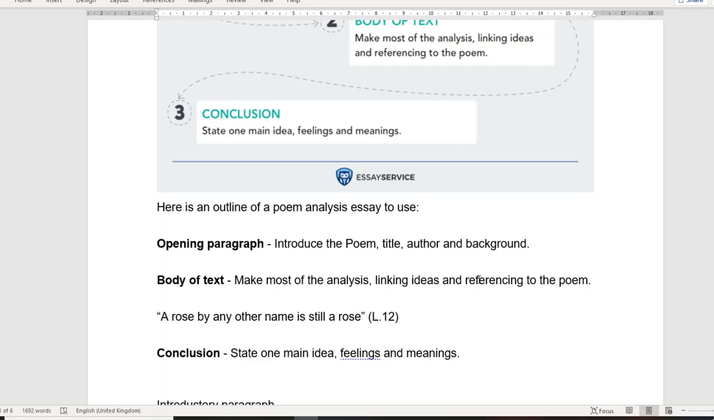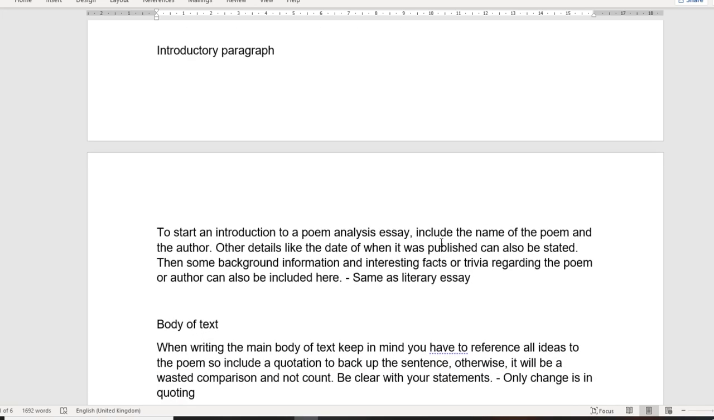So your introduction is going to be the same as how you've done one for Romeo and Juliet, the literary essay. You would do much like before. You would start off with an introduction to the poem analysis essay, so include the name of the poem and the author here. Other details like the date of when it was published can also be stated. Then some background information or interesting facts and trivia regarding the poem or author can also be included here. But remember, you can include it, you don't have to.